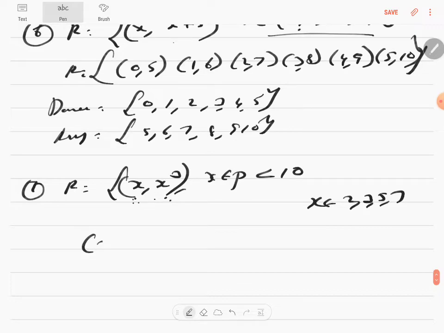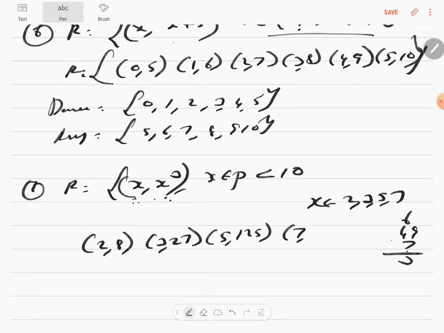So you write the ordered pairs. 2 means it will become 8. 3 means it will become 27. 5 means 5 cube, 125. And 7 means 7 sevens are 49, into 7. 9 sevens are 63, plus 4 sevens are 28, so 343. Are you clear? Yes. Just close this bracket. This is the way you write the ordered pairs of these prime numbers. Okay, are you clear?